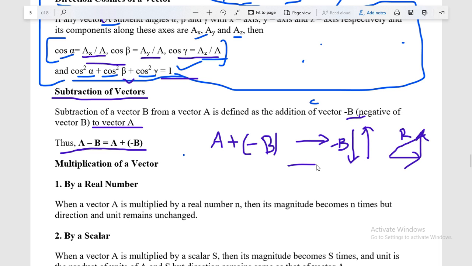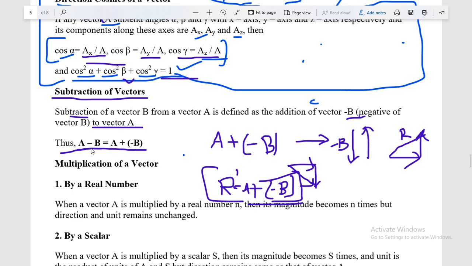Now if you add this vector a to vector minus b, you can see here, this is the value r, and it is equal to a plus minus b. So by this method you can find out the value of subtraction of two vectors.